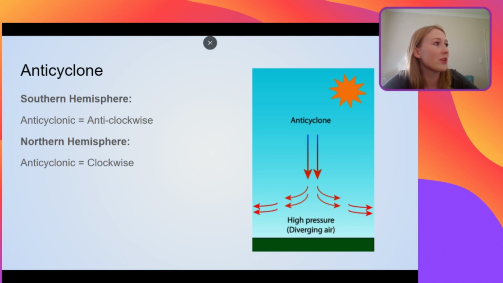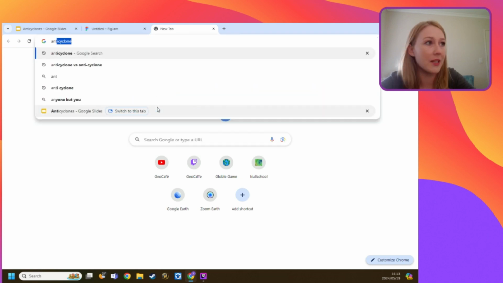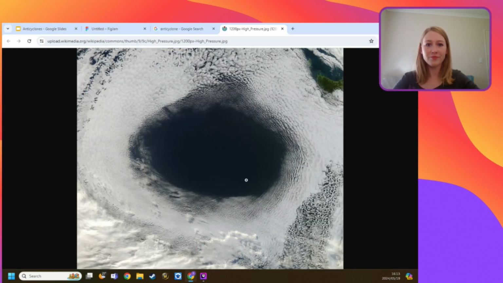I thought we could just quickly look at photos. If I look at a cyclone, here you can see all of the clouds around it, and in the middle it's clear. Where it's clear, that is where the air is sinking, pushing down. It has a high pressure system, and for clouds to form, you need the air to rise.